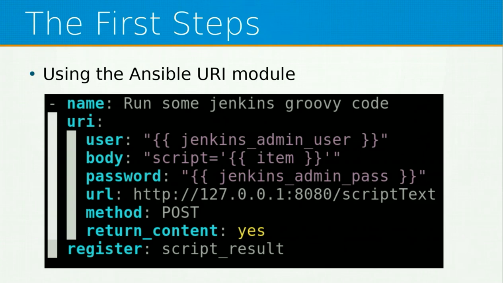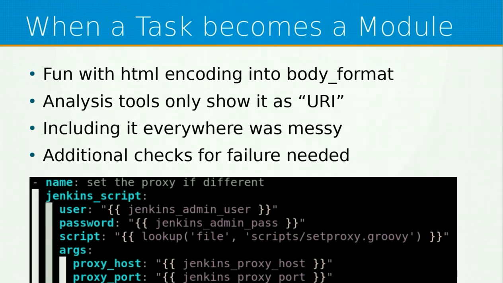But on actually trying to use it, it turned out to be pretty messy. Most of it is surrounding HTML encoding into that little argument. When we're running analysis tools over our playbooks to see what modules are being called, of course, if you're just poking URI, everything shows up as URI, which is really unhelpful when you're trying to work out what's actually configuring or not. The actual output of Ansible was really messy with that. Lots of noise of things all over the place.